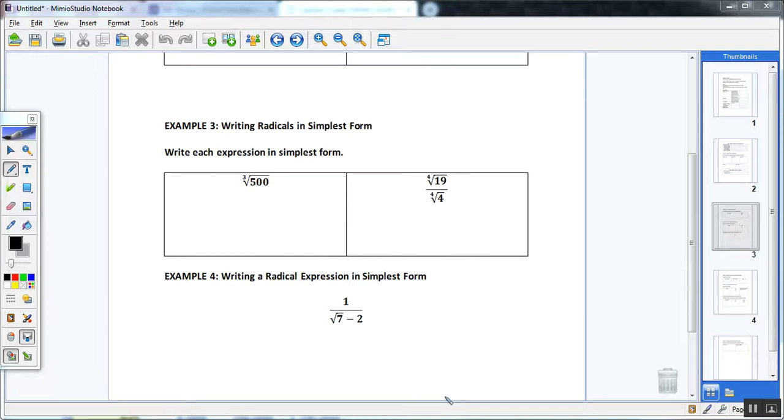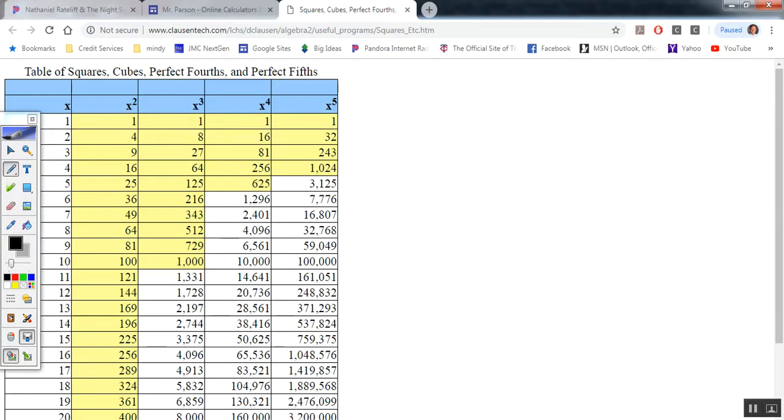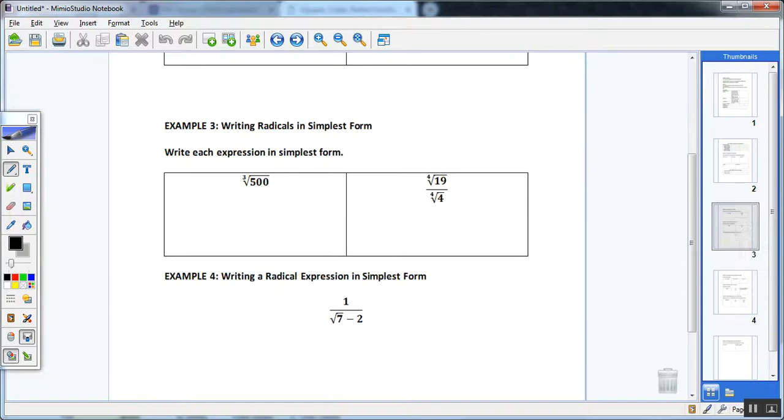Know where that table is right here to help you with simplifying. Make sure you've got that chart here. So we're on example 3 right now. We're looking to start writing radicals in what, kids? Simplest form. Now it says write each expression in simplest form.